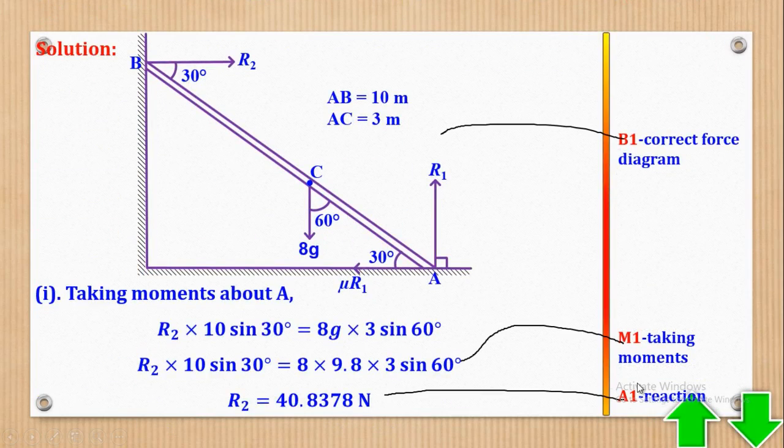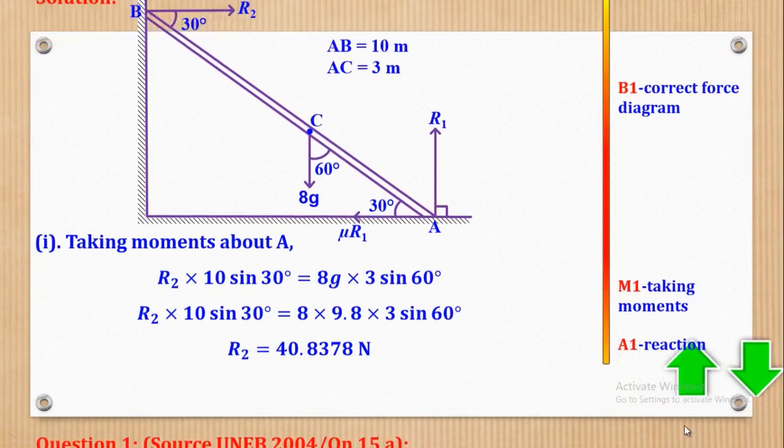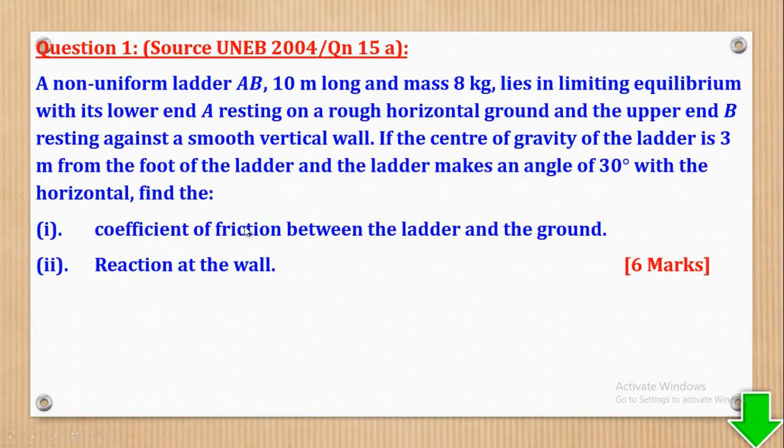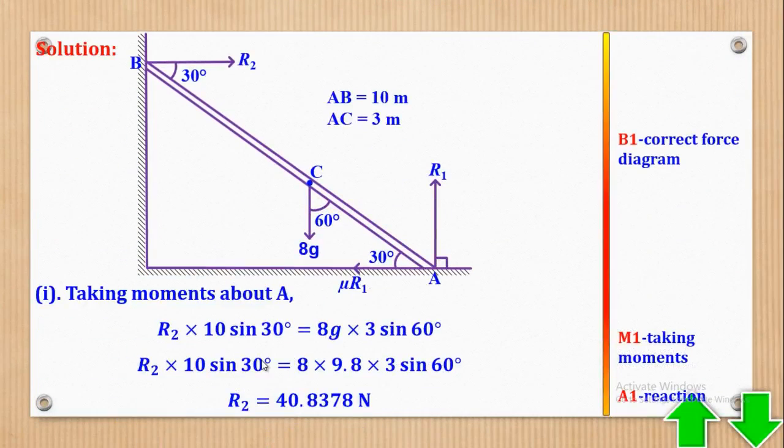Now we shall go to Roman 1, where they wanted the coefficient of friction between the ladder and the wall. So that coefficient of friction is this mu which they want, this mu. So now that you have taken moments, next is to resolve vertically and horizontally.